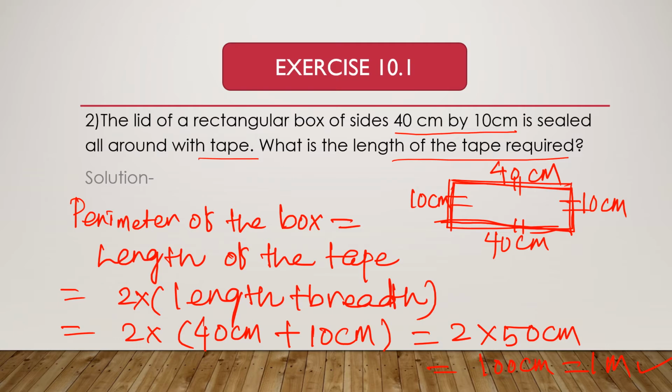Or we can calculate using the formula, that is perimeter of the rectangle is 2 multiplied with length plus breadth. Length is 40 centimeter and breadth is 10 centimeter, that is 40 plus 10 is 50. 2 multiplied by 50 is 100 centimeter. We know 100 centimeter is 1 meter, so the length of the tape required to seal the rectangular box is 1 meter or 100 centimeter.